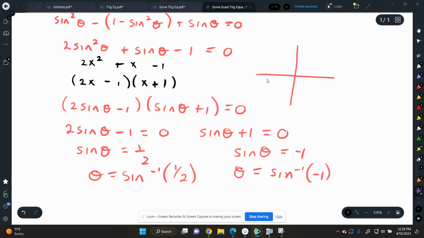Let's see here. Where is the sine 1/2? Here and here, which is 30 degrees and 150 degrees. And where is the sine equal to negative 1? Down here. So 270 degrees.